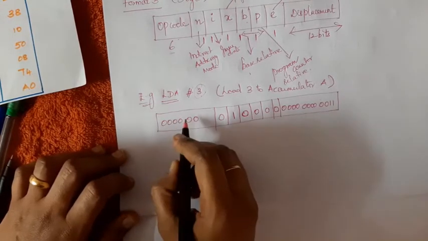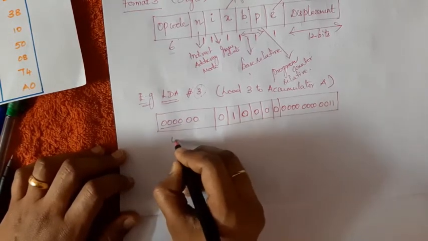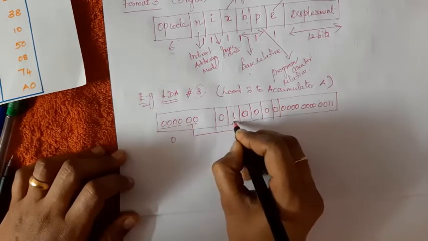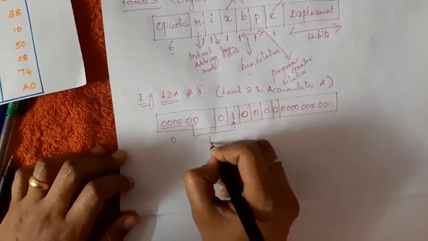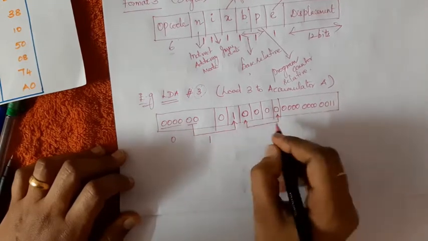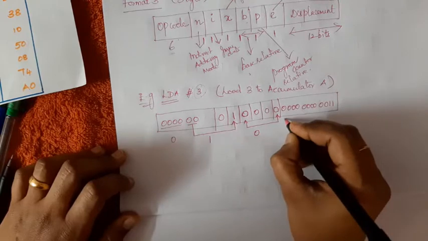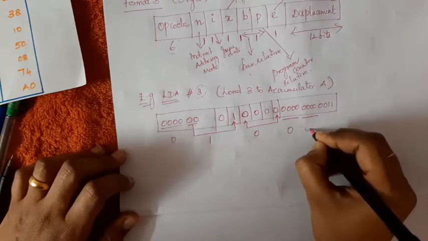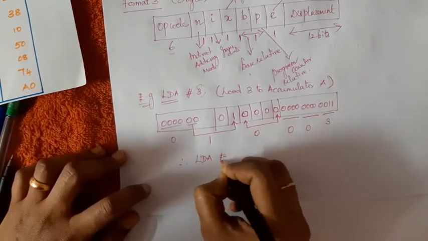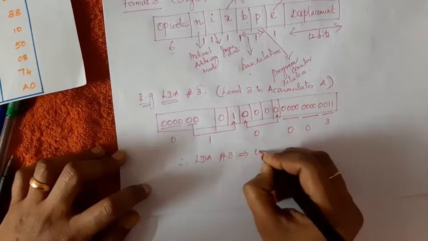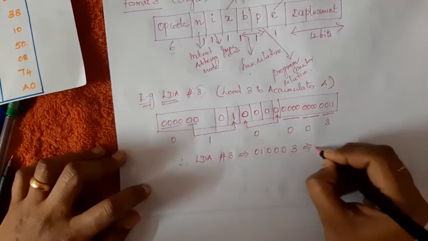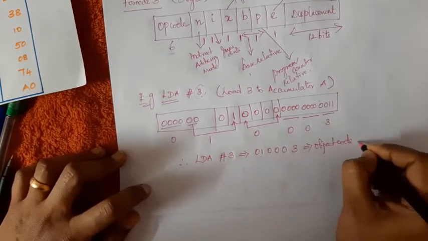Okay. So here we have to combine it. 0, 0, 0, 0, 0. And this one will be combined with what? Here. From 0, 0, 0, 0, 1 is 1. And this one is combined. Okay. 4 digits we have to combine. And again here 0. And this is 0. And this is 0. And here we'll have 3. Therefore, LDA 3 has the object code 010003. Okay. So this is the object code for the instruction LDA 3.